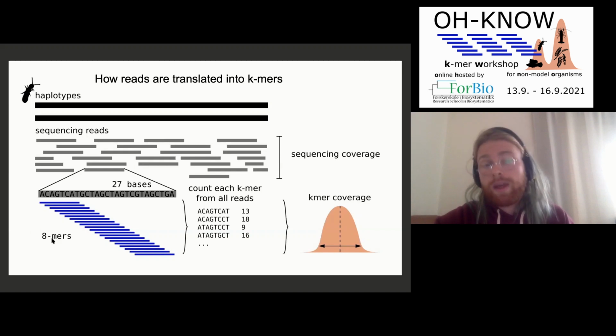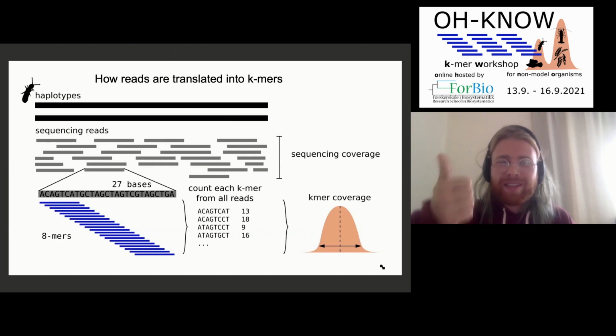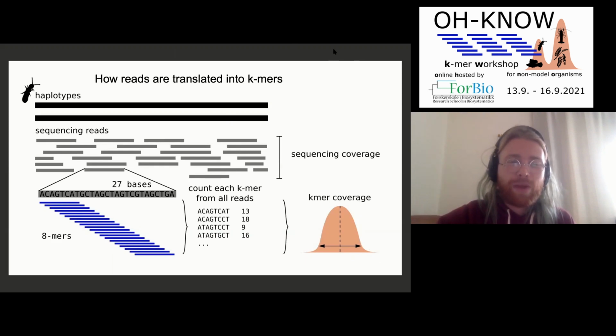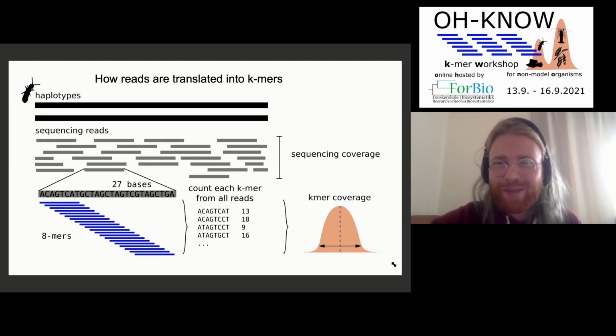So the K is equal to 8 now, which means that a read of 27 bases will generate how many Kmers? Would somebody guess? I will try to use the thumbs up: I will say numbers, and you show if that is the number you think. So 27, 26, 25, 24, 23, 22, 21, 20, 19, 18. Okay, it's 20. And this doesn't seem to be the most efficient way to ask questions. Sorry about that.